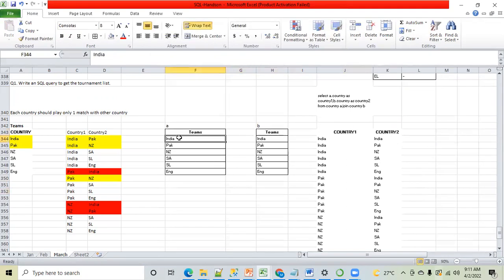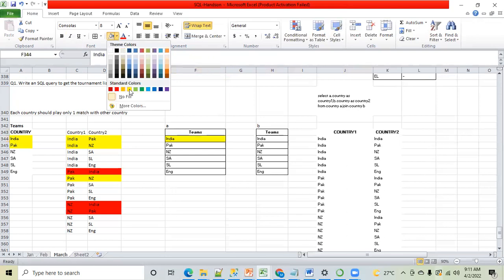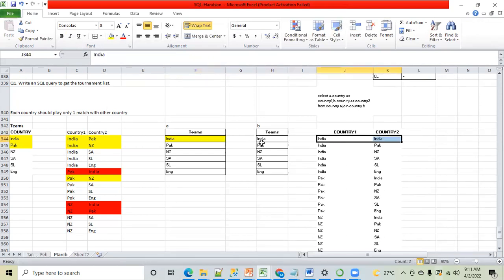Okay. So first of all, it will start with India. It will match India with India. So that's why you are getting India, India, right? Then it will match India with Pakistan. So now you have India, Pakistan here, correct? Then India, New Zealand. Now you can see you have India, New Zealand here, correct? Then India, South Africa. You have India, South Africa here. Then India, Sri Lanka, and then India, England.